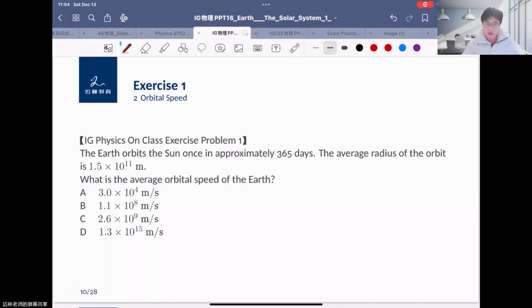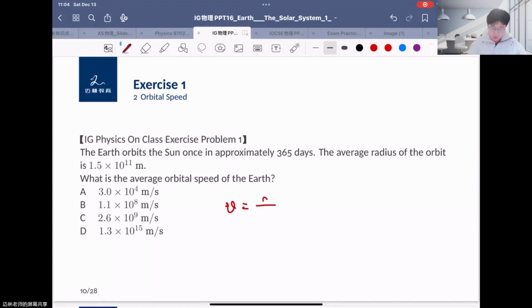Here you can use the formula speed equals distance over time taken. The distance here means the perimeter of the circle, so it equals 2 times pi times radius. So it's 2 pi, and the radius here is 1.5 times 10^11 meters. And the time taken is 365 days.